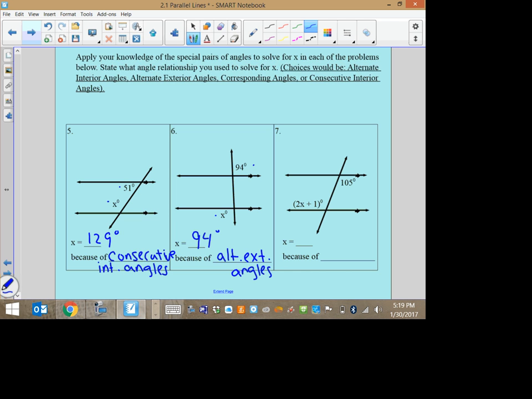And then we have alternate interior angles. And then those have to be congruent, so those are also 105 degrees. But we need to solve for x, so that means that we have 105 equals 2x plus 1, so 104 equals 2x. Divide by 2, we get 52 equals x.